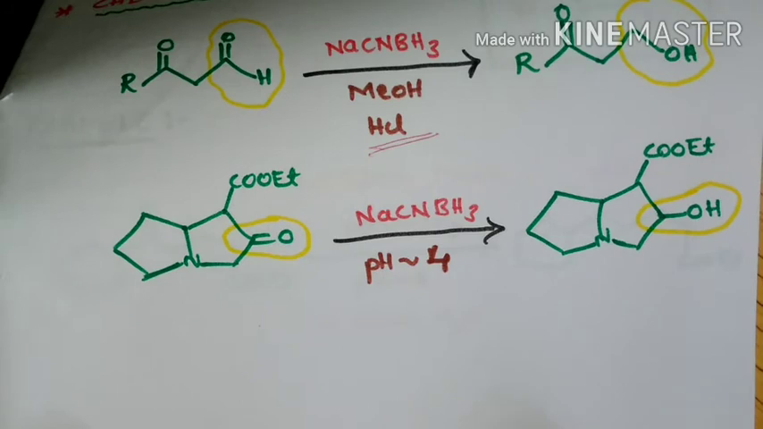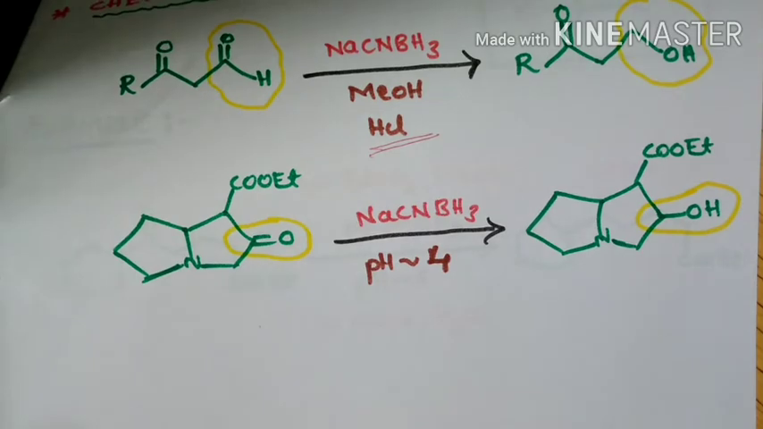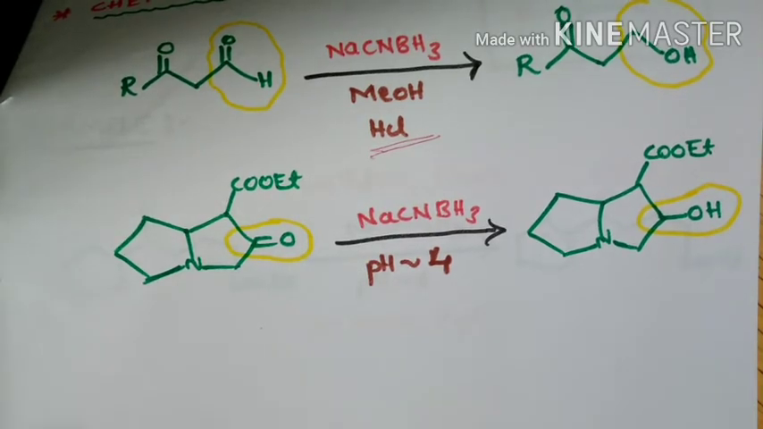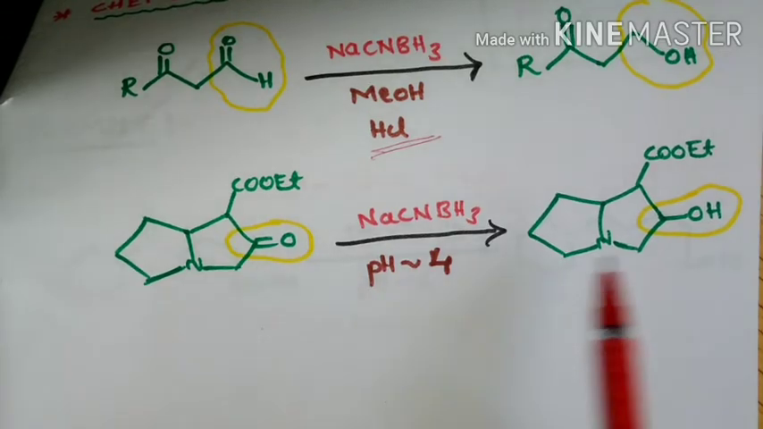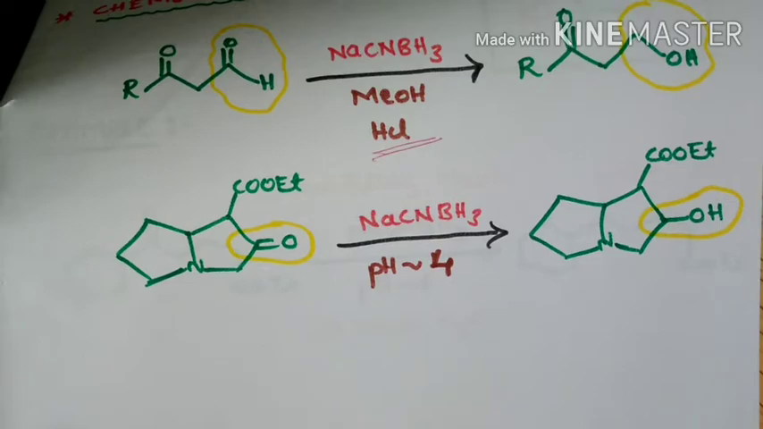whereas the keto group is unreduced. And this chemoselectivity is also applicable if a molecule contains a ketone as well as an ester group. If it is treated with sodium cyanoborohydride, then the keto group will be reduced and the ester group will not be reduced.